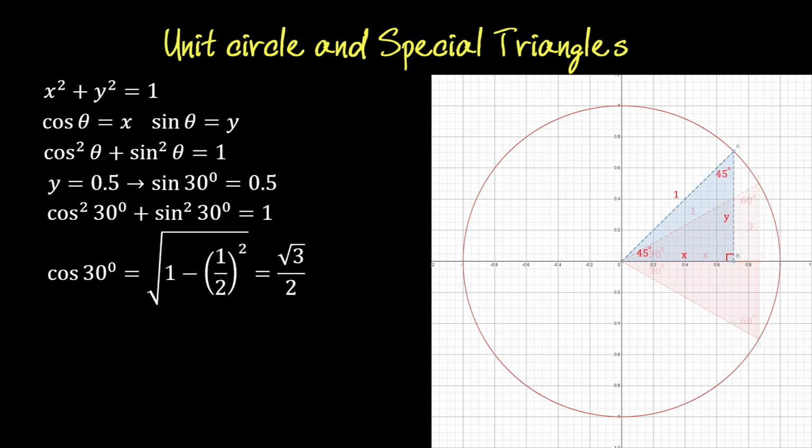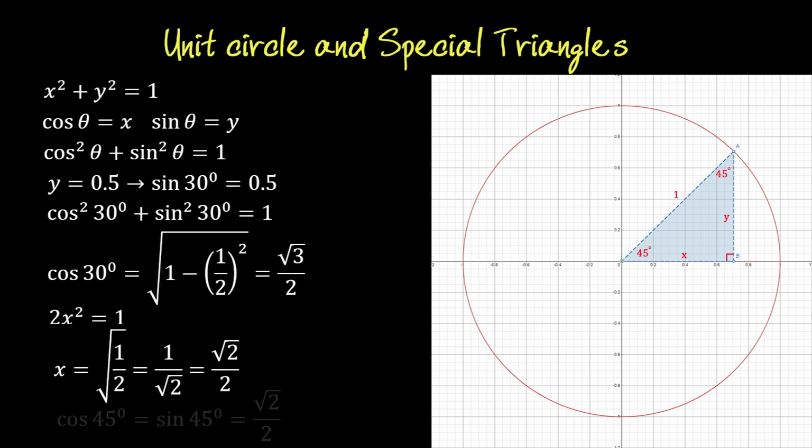The cosine and sine of 45 degrees are equal since the triangle OAB is an isosceles right triangle. Solve the following equation to find the sine and cosine of 45 degrees: 2x squared equals 1. x equals 1 divided by the square root of 2, or the square root of 2 divided by 2, and the cosine and sine of 45 degrees are equal to the square root of 2 divided by 2.